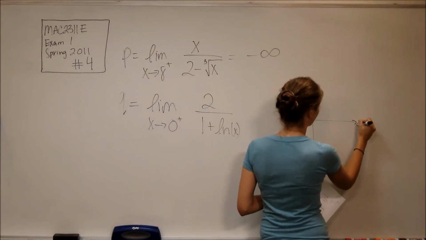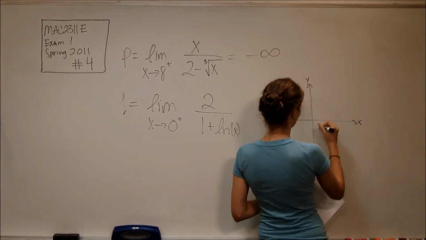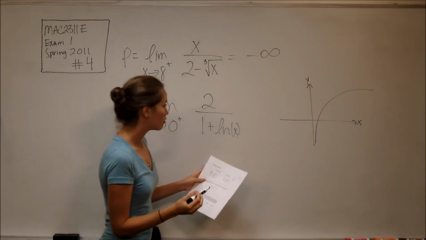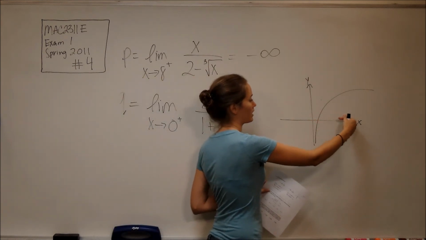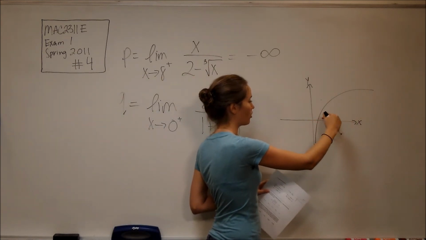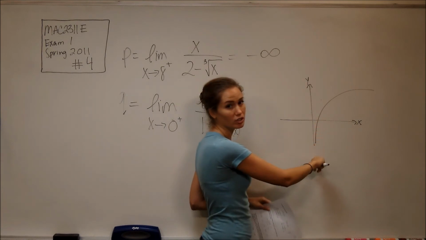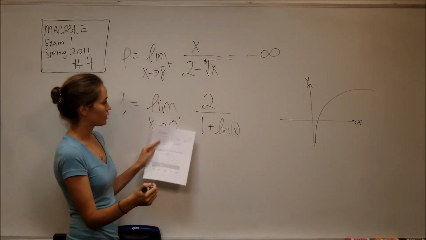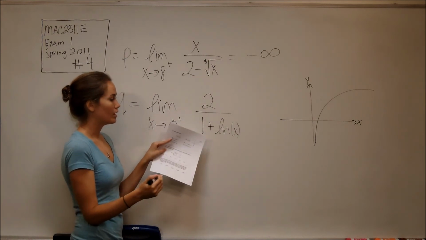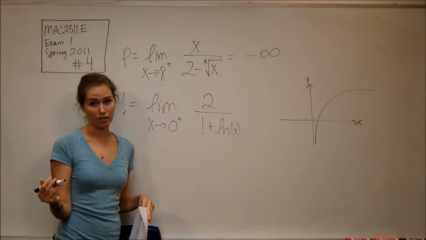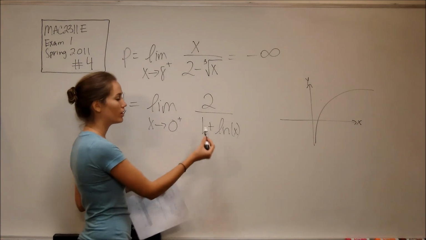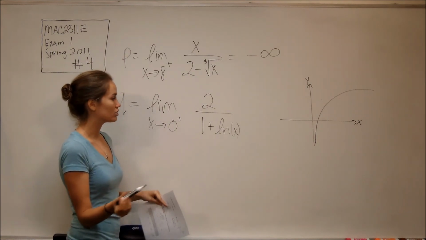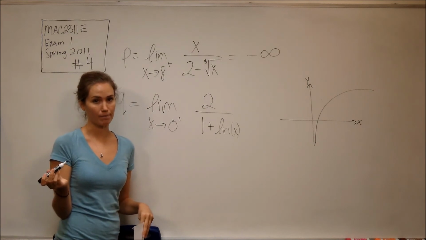The graph of ln looks something like this. As you're approaching 0 from the right, the ln graph is approaching negative infinity. So that means we have 2 divided by 1 plus pretty much negative infinity. The 1 doesn't change anything, it's not going to change negative infinity at all. So it's just 2 divided by negative infinity.